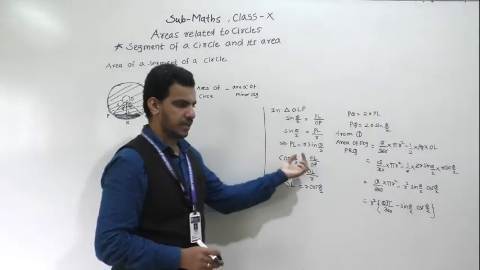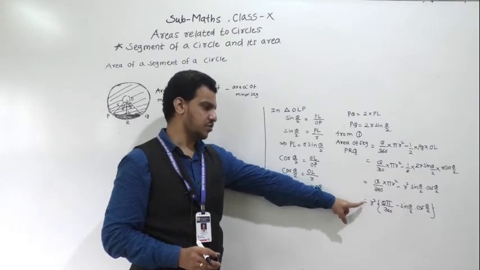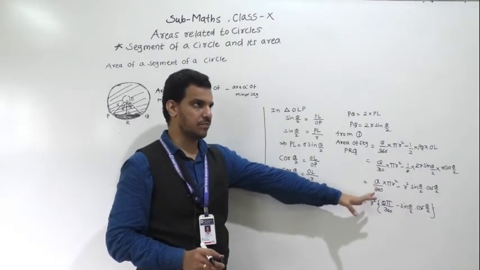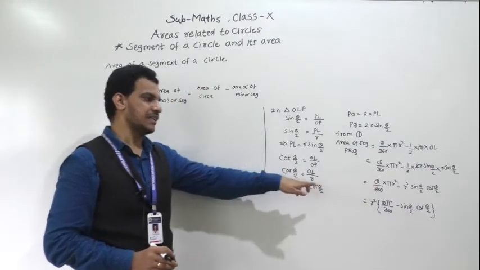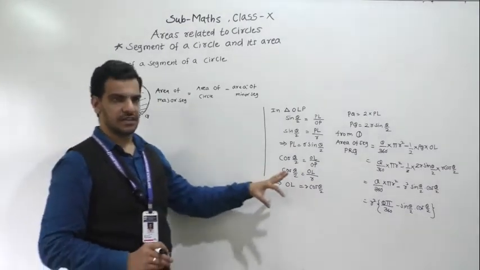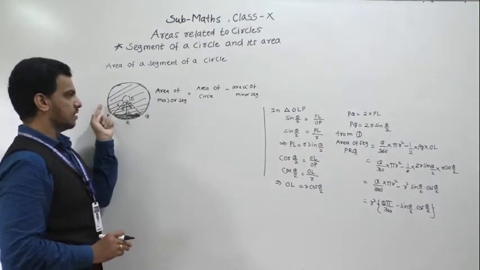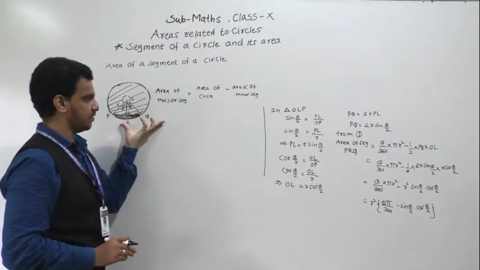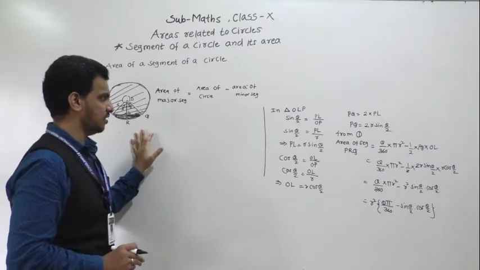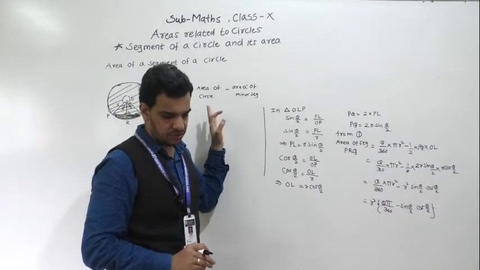Otherwise there is a simple formula. First find the area of minor segment by using this formula, r square in bracket theta pi upon 360 minus sine theta by 2 into cos theta by 2, and then subtract this area from the area of circle, so we will get the area of major segment. Understand this one? Now we will take an example based on this.